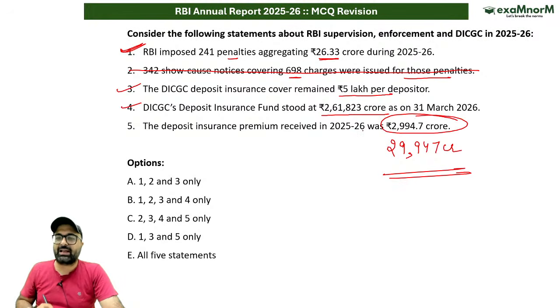29,947 crores, not 2,994 crores. So this is wrong. Keeping that in mind, B statement is correct. इसके अलावा दो तीन चीजें और हैं जो मैं यहाँ पे ऐड करना चाहूंगा.